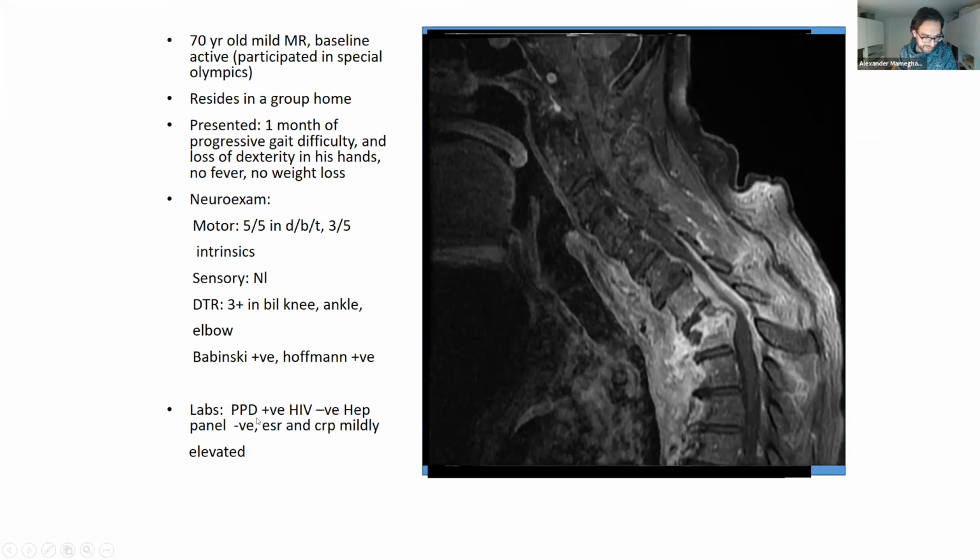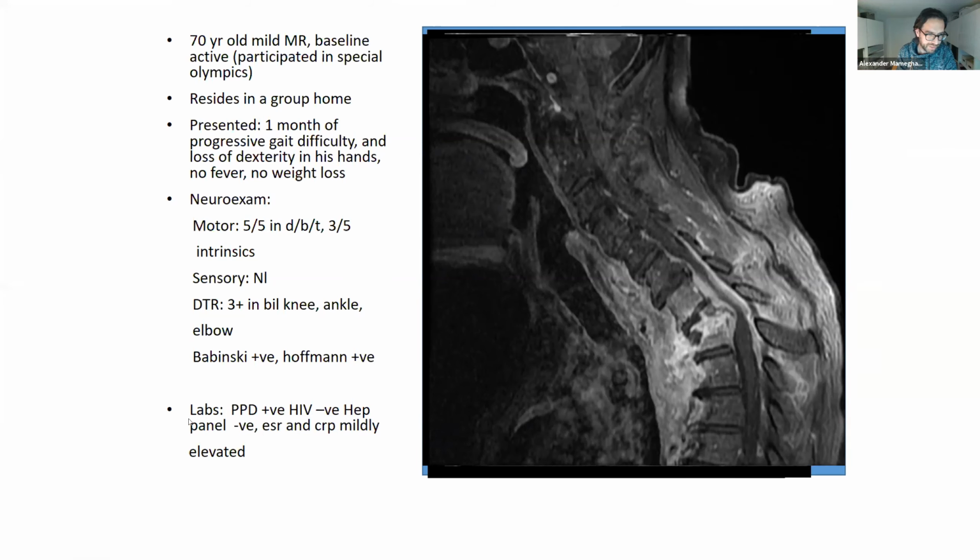Okay, can you just translate from American abbreviations? So his PPD was positive. They did a PPD test. It was positive. And this is the HIV negative, hepatitis panel negative, ESR and CRP mildly elevated. So this indicates what process?